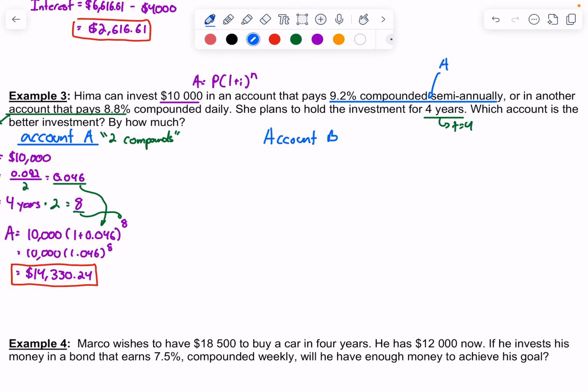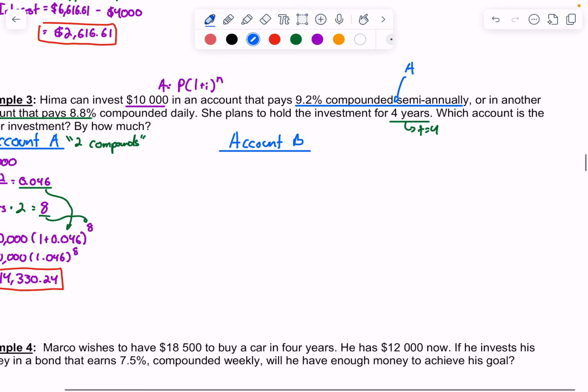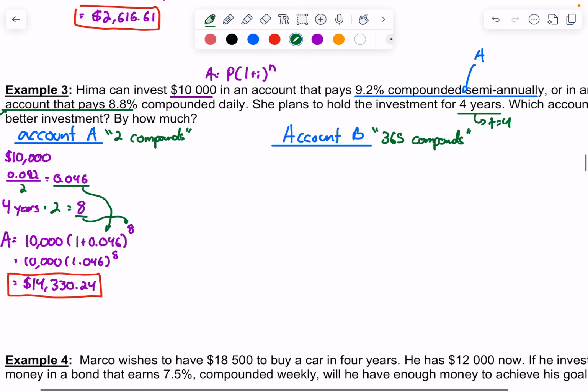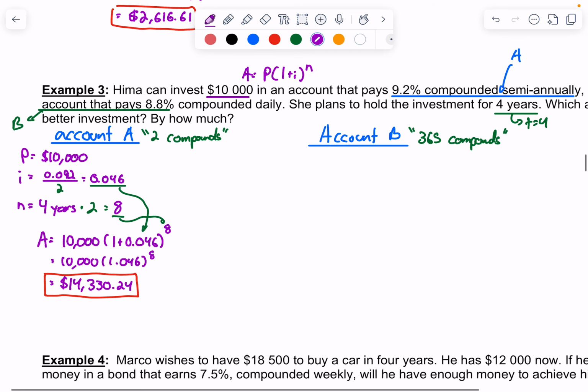So in this case, account B compounds daily. Actually, that one's probably going to be the higher if I just think about it. Compounding daily is quite often. So that means your compounding periods here, there are going to be 365 compounds. Well, let's figure out and see how the values change, right?